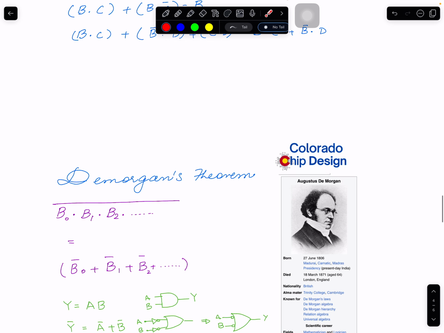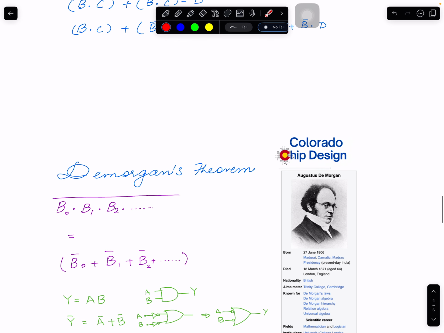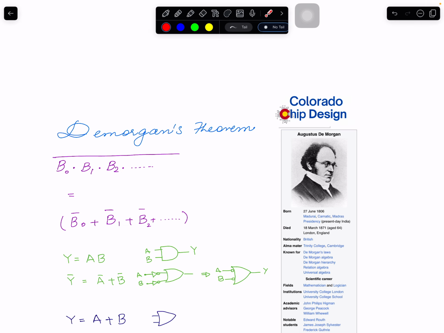A very important one is this. If people have already studied digital design, you will see De Morgan's law. This person, Augustus De Morgan, a British man born in India, lived 1806 to 1871. I just wanted you to remember this law with this picture. It's an important one. It's very simple but important.